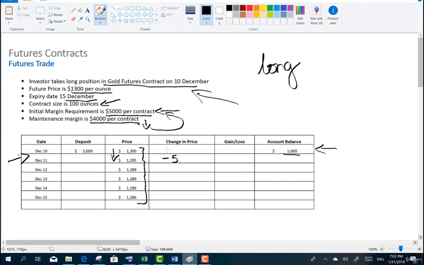It will impact negatively on the long position. If each contract has exposure to 100 ounces, the total gain and loss on this one contract would be minus 500 at the end of the first trading day. As the account balance was 5,000 on 10th December, you have to adjust this gain and loss by reducing the account balance. So at the end of the first trading day, your account balance will decline to $4,500.